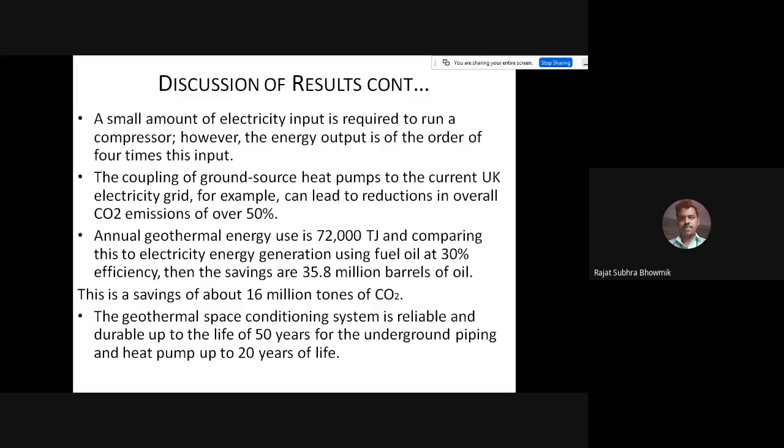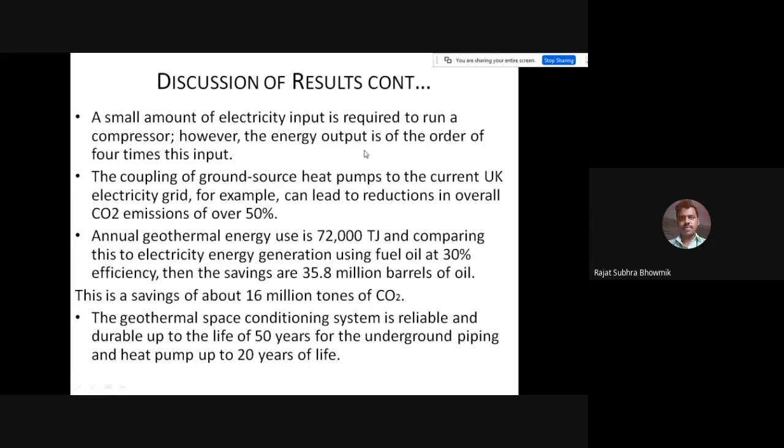Now, only a small amount of electricity is required to run the compressor, and however, the energy output is up to 4 times this input. Whatever energy is taken by the compressor, the output gives 4 times that. The coupling of ground source heat pumps to the current UK electricity grid, for example, can lead to a reduction in overall CO2 emission of over 50%. Whatever is installed in the UK, the emission can be reduced by 50% if we use the ground source heat pump.